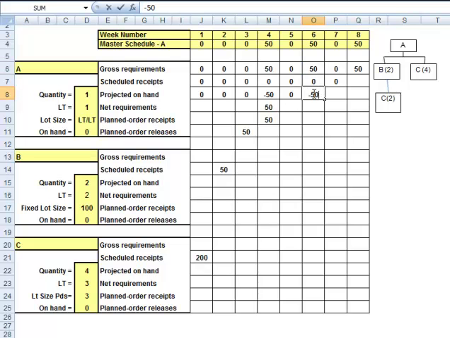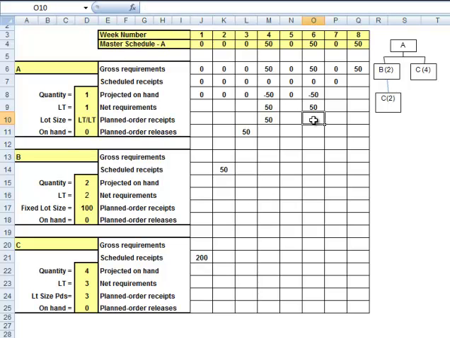Again, we have a projected shortage occur in time period 6. So the procedure says when that becomes a negative number, we need to calculate the net required, which is the absolute value of the projected on hand. And the procedure says that we need to create a planned order whose date is the same as the net required and whose quantity is determined by the lot size policy. Again, the lot size policy is lot for lot.